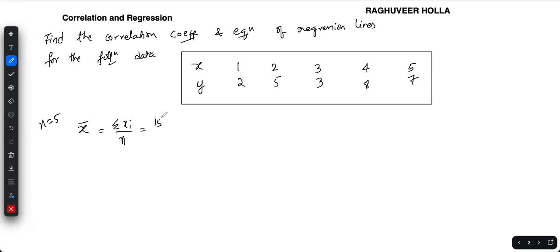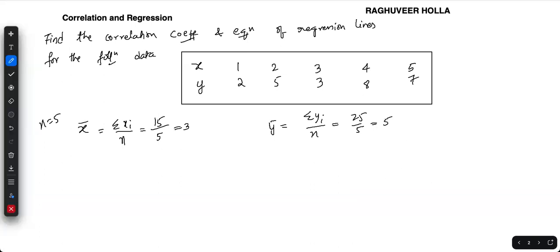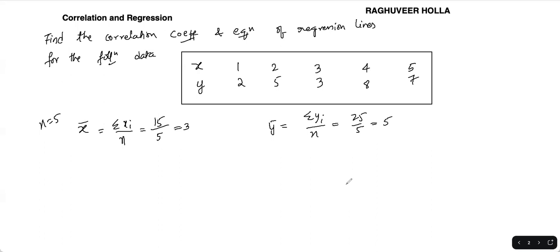Here it is 15, and this is n, which is 5, which gives 3, and y bar is summation yi by n, which is 25 by 5, which is 5. So we got x bar and y bar. Let us form the table, and before that let me write down some of the formulas.